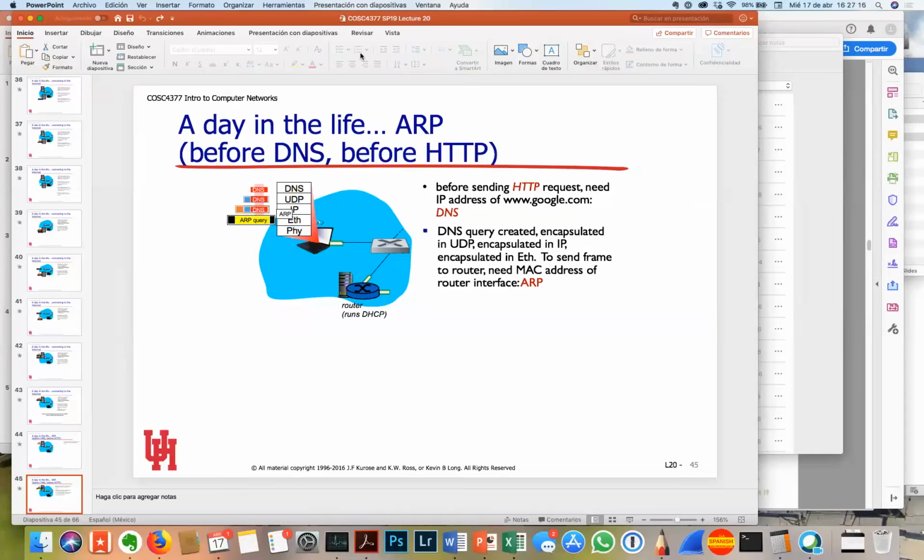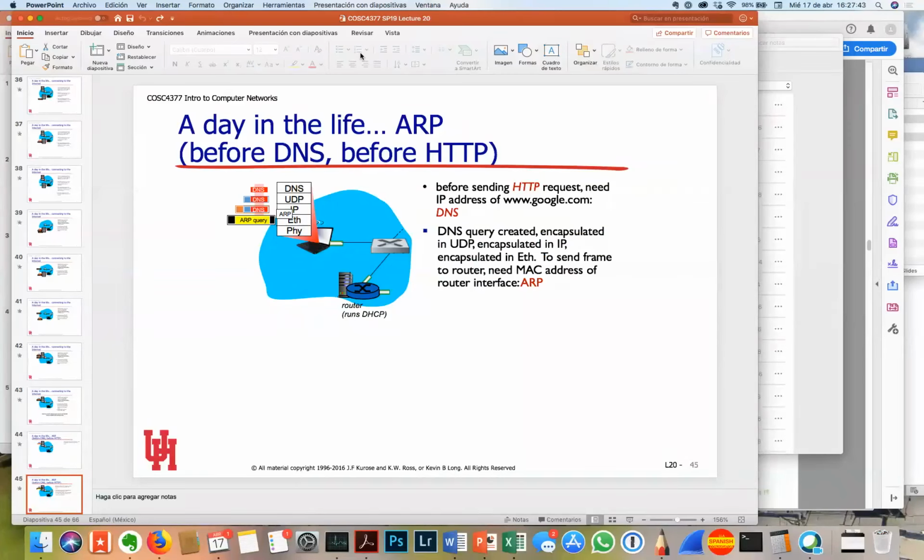I have the IP address of the DNS server, so if I just ask the DNS server, what's the address of Google, it will give it to me. But I can't even do that without being able to send it to the DNS server in the first place. My DNS client issues a request. It goes to IP. IP realizes, oh crap, I don't know the hardware address for this DNS server's IP address.